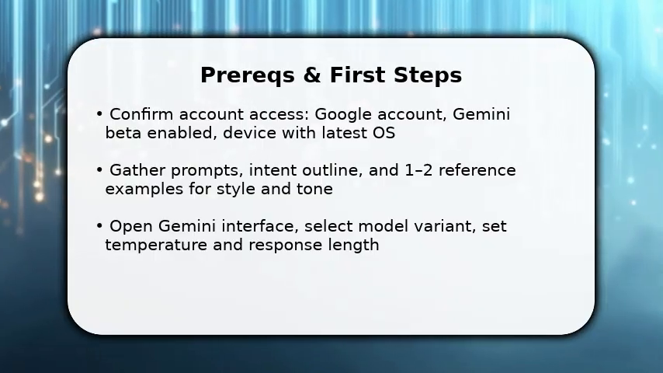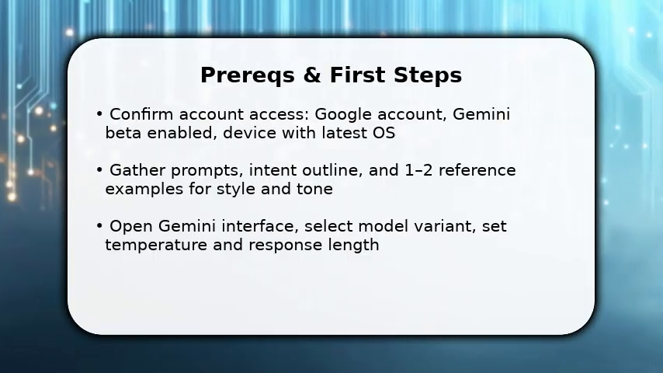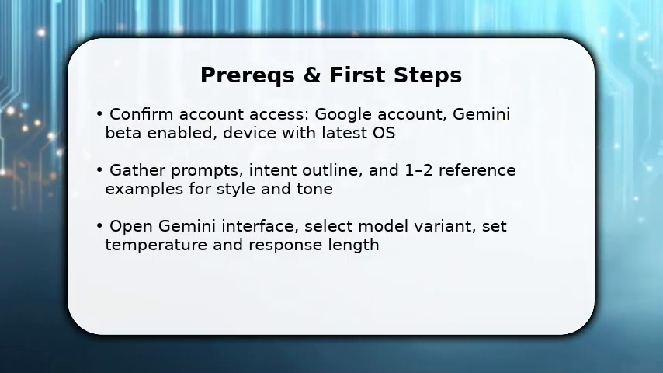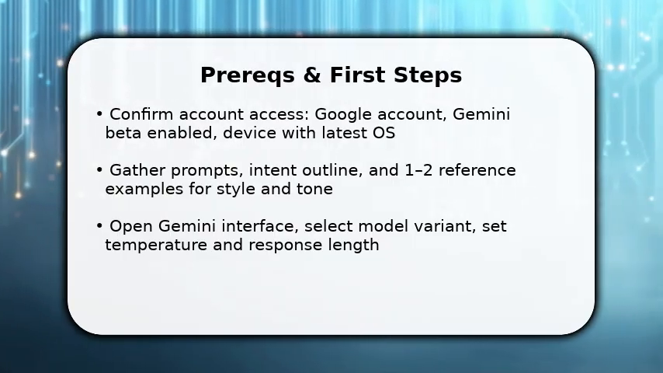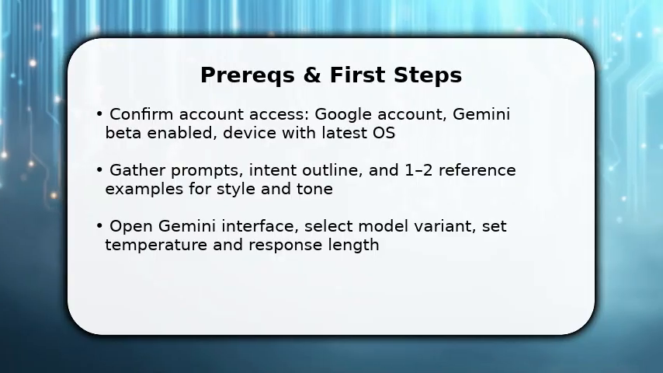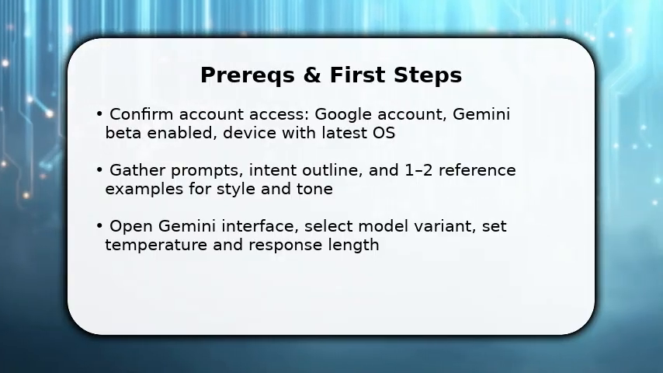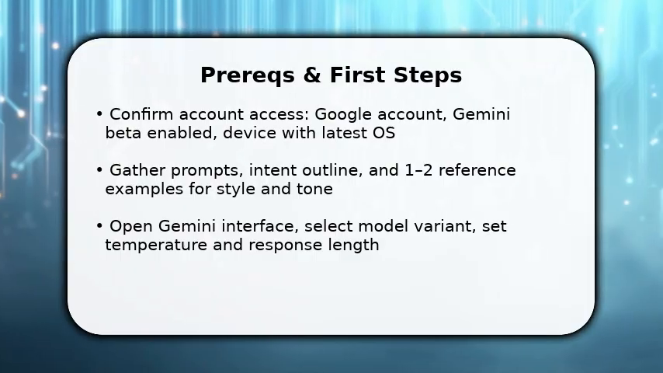You start by lining up prerequisites and then taking the first actionable steps. Make sure your Google account has Gemini access and your device runs the latest OS. Once ready, gather 1-2 reference examples and a clear intent outline so the model matches tone.